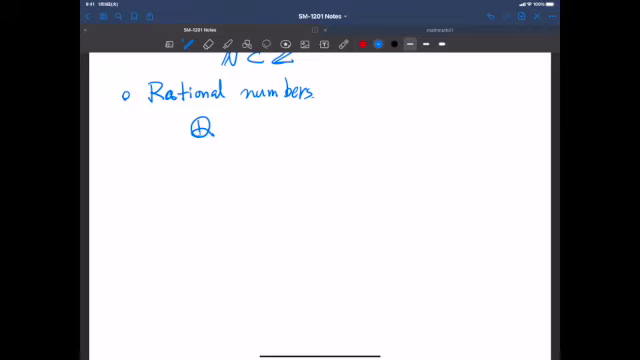Let's write the set of rational numbers by Q. Q stands for, I think, quotient. So this is like a over b, where a and b are elements of Z. That means a and b are integers, and b is not 0. Okay, so this is a kind of definition of rational numbers.